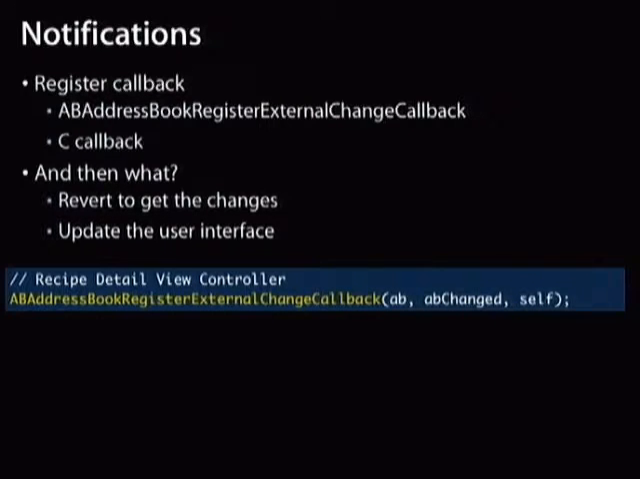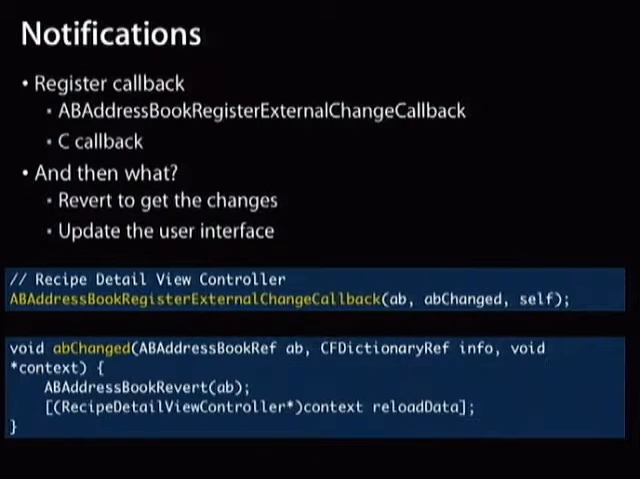This is what it looks like. AB address book register external change callback. In this case, we're passing the address book, a function. We're passing a context. Self is just a context, a pointer to something. Can be whatever you want. And the function that we have, AB changed, gets a dictionary with information, as well as the context we passed in the first function call. In this case, the context is our recipe detail view controller. And we just reload the data. So fairly simple there.